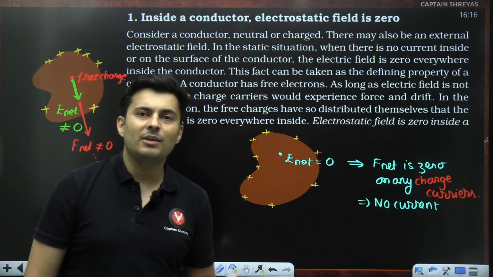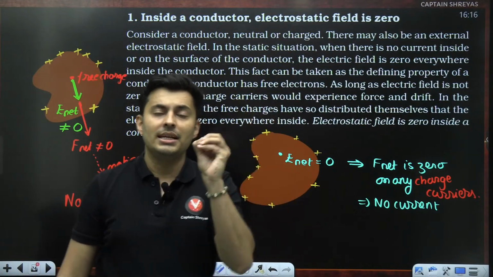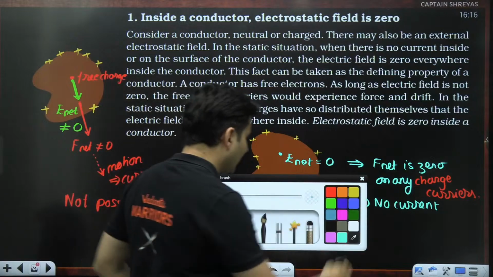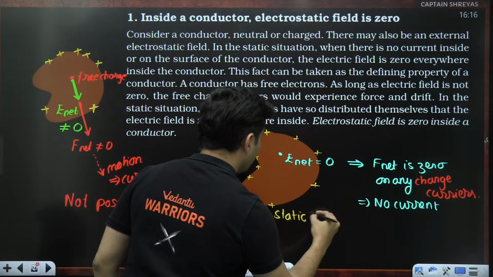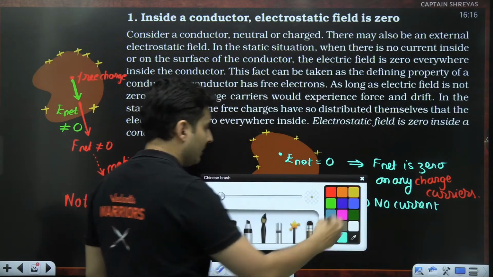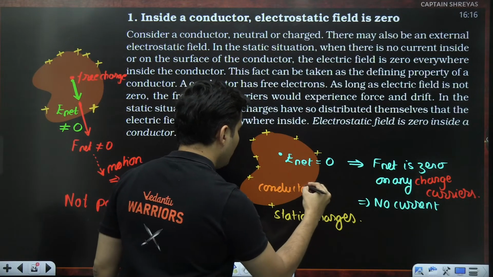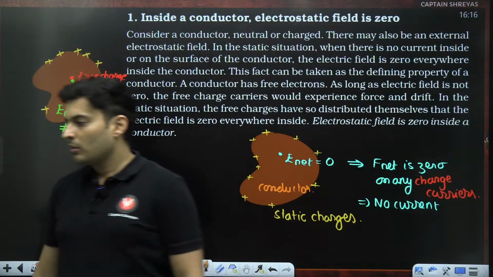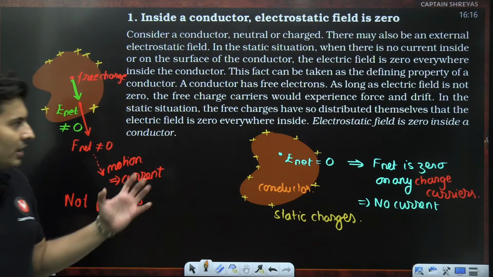If you have a conductor, that's it. There is no current inside it. It's just charge. It is a static scenario. So that's why these charges will be referred to as static charges on that particular conductor. Do you guys agree with this now? What happens inside a conductor? Interesting, isn't it? So this is what should happen.